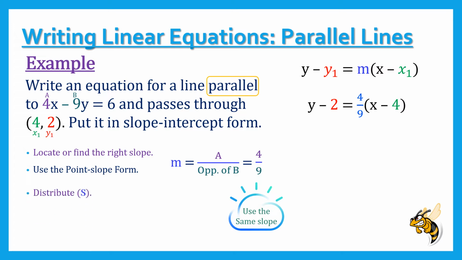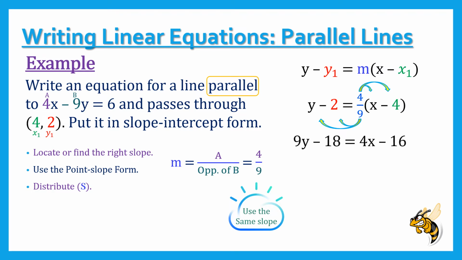The 4 is tall enough to see over the parentheses, so we're going to distribute the 4 to everything inside the parentheses, while the 9 is distributed to everything to the left. As a result, the fraction will disappear. So now we have 9y minus 18 equals 4x minus 16.